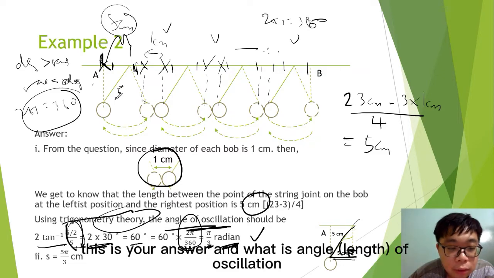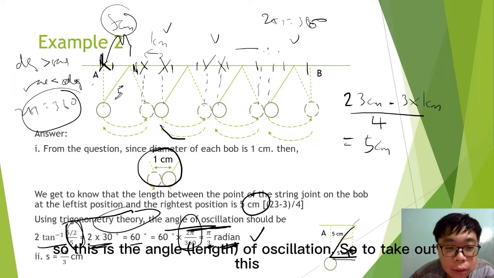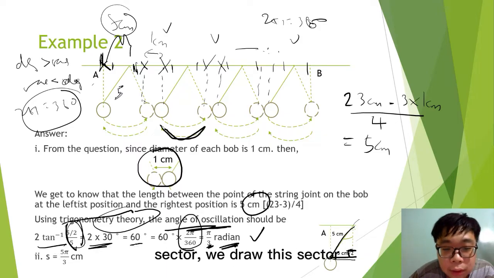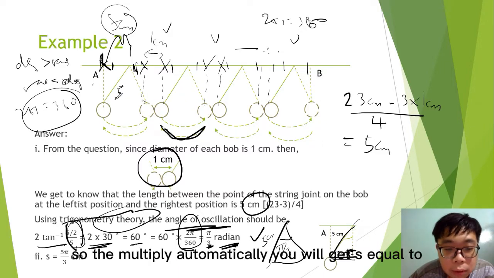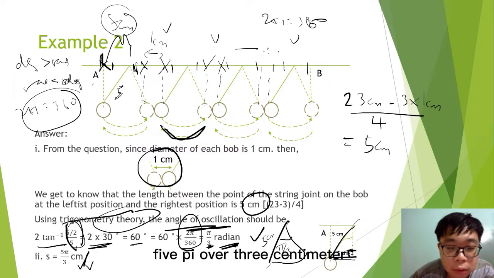And what is the angle of oscillation? So this is the angle of oscillation. So you take out this sector, you draw this sector. Okay, so when you draw this sector, you take 5 centimeter, you have pi over 3 radian. So they multiply, automatically you will get S equal to 5 pi over 3 centimeter.